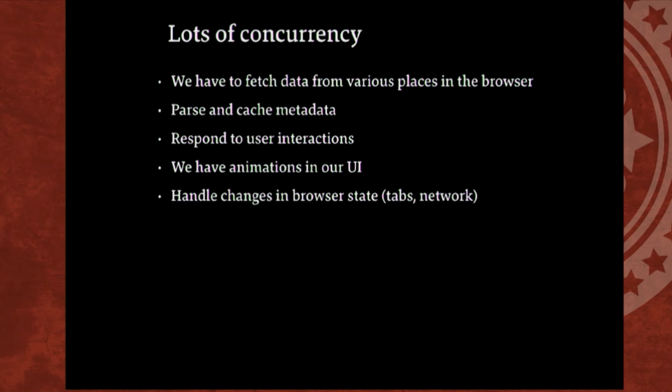And guess what? We have a lot of concurrency in ActivityStream. We've got to fetch data from various places in the browser, like your history database. We've got to, as the user browses, parse metadata from pages and cache it locally. We've got to respond to user interactions and animate, and also handle changes in browser state, like if your tabs are open, network stuff, all that good stuff.